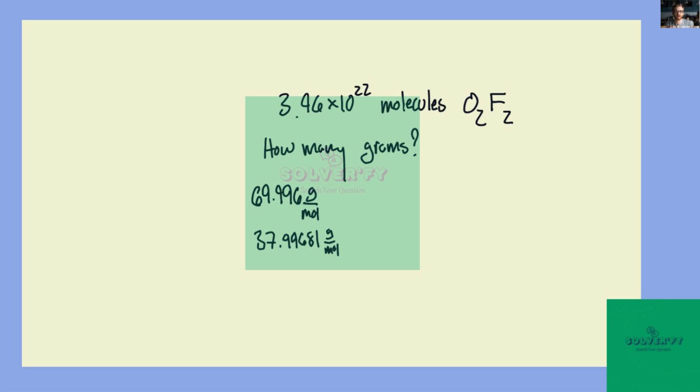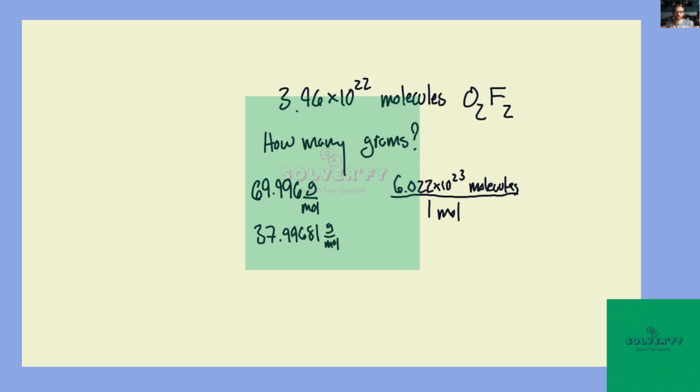Now, let's take a look at how many moles we have, given that we have 3.96 times 10 to the 22nd molecules. How do we convert molecules to moles? Well, that's exactly what Avogadro's number tells us. Avogadro's number tells us the number of molecules in a mole. In particular, we know that there are 6.022 times 10 to the 23 molecules in 1 mole, right? So now, with this factor, we can convert molecules to moles, and once we have moles, we can convert moles to grams. We just need to set this up properly.